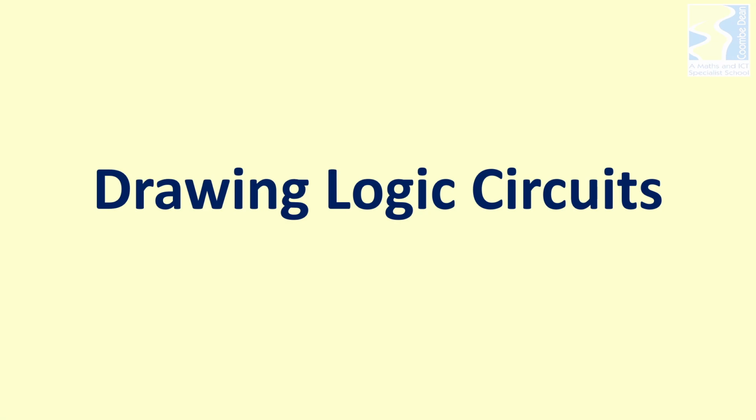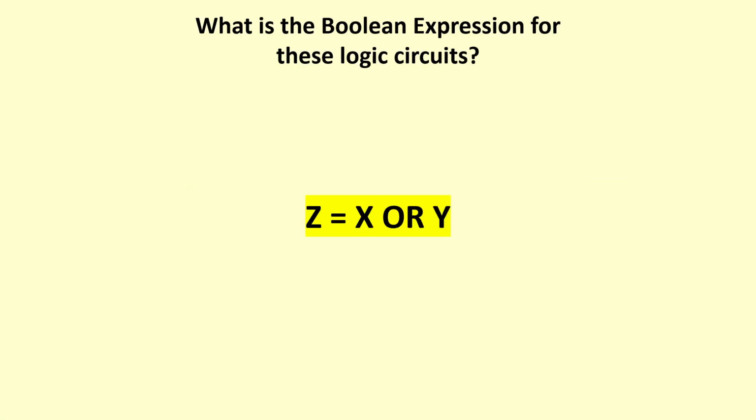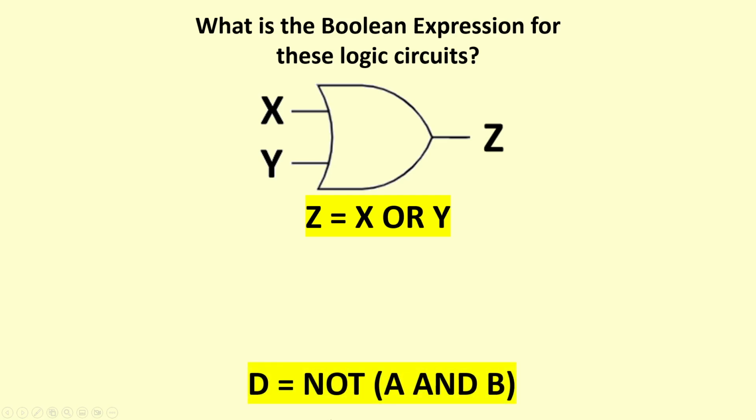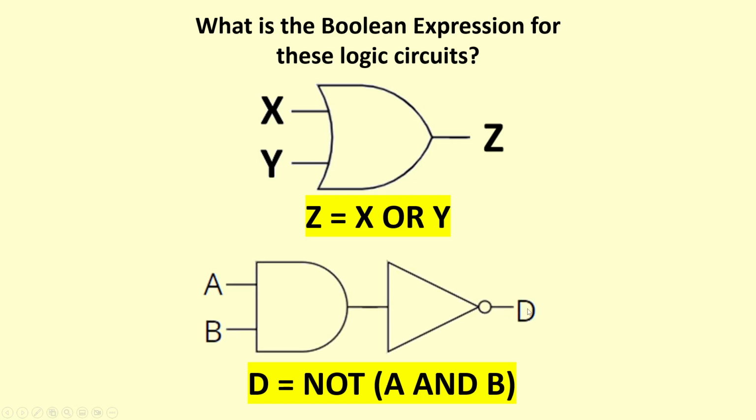And finally, last thing today, you have to be able to draw the gates. So very simple. What would the circuit look like for this? We've got our Z equals X OR Y. So we've got Z at the end, remember, and we've got X OR Y. Very simple. How about this one? D at the end is our output, and we've got NOT A AND B. So remember, the NOT is going around everything, so it's going to go at the end, and we've got A and B here. So D equals A AND B going through the NOT gate.